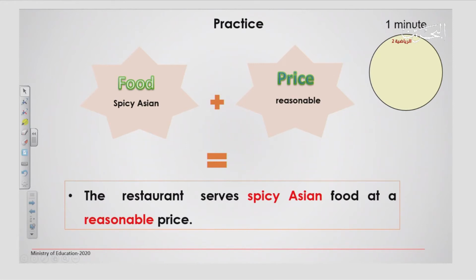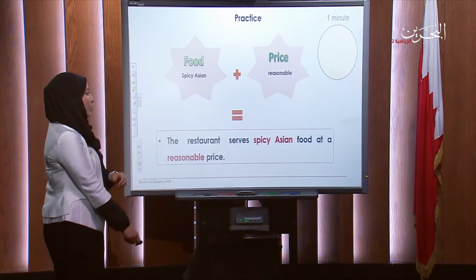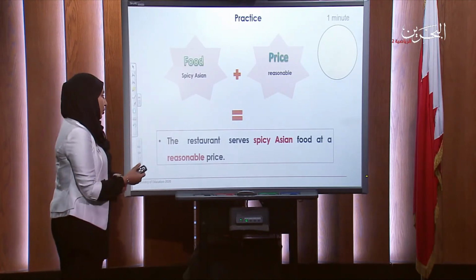Now, I believe the 1 minute is done. Let's check your answers. The sentence should be, the restaurant serves spicy Asian food at a reasonable price. So we specified the type and the price.